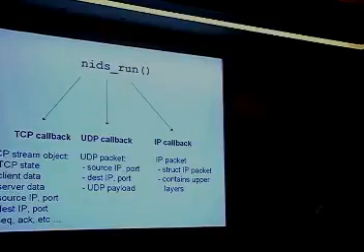The UDP callback gets, I think, five things back. You get the source IP and the source port, the destination IP and the destination port, and the data that was actually inside the UDP packet. Very easy interface. And the IP callback just hands you an IP packet that's been reassembled, so you can do all sorts of checks and balances on it.